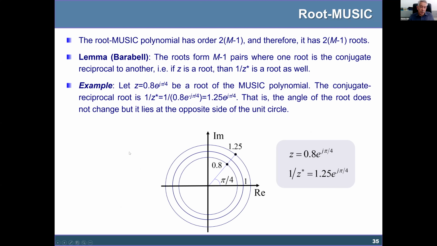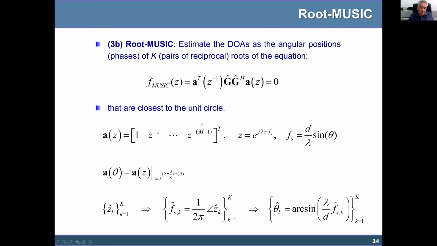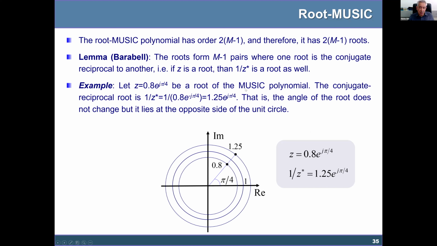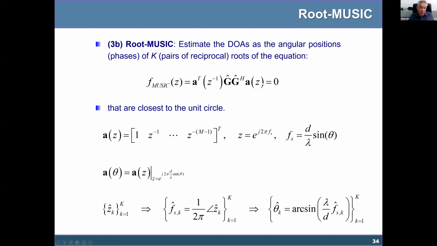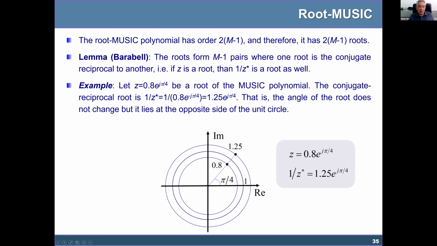Now, this polynomial has order n minus 1. When you multiply by this, it has order 2n minus 1. So there are 2n minus 1 roots. There is a lemma, a result that says that if the polynomial has this structure, half the roots are external to the unit circle and half the roots are internal. So there are n minus 1 external, n minus 1 internal.